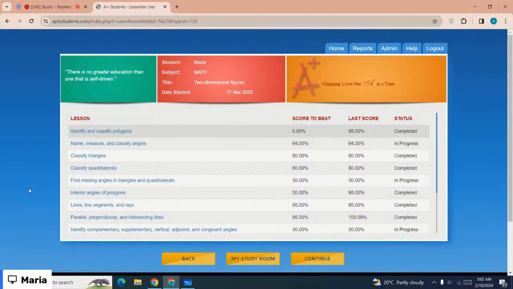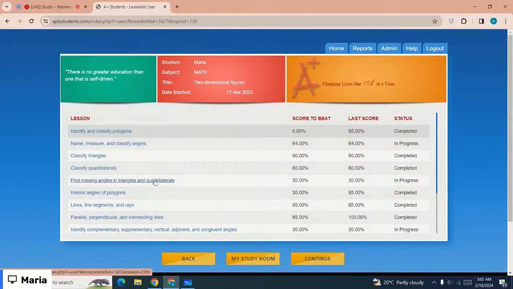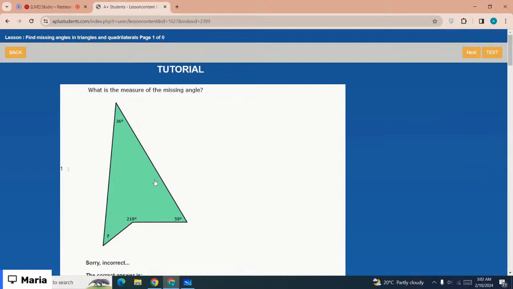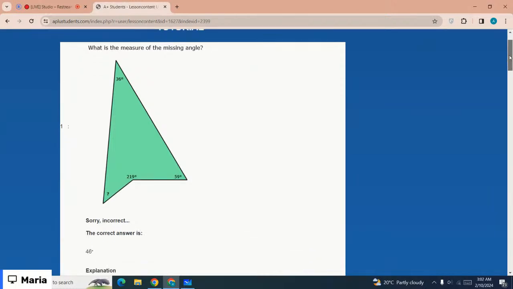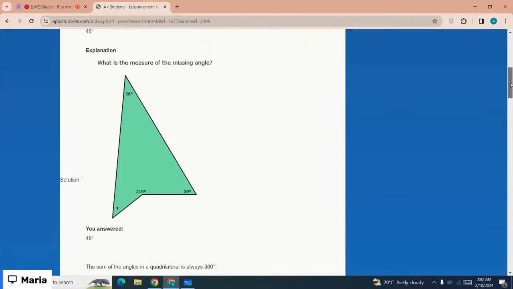Here I am on grade 7 math. We're going to start with the chapter two-dimensional figures and the lesson is find missing angles in triangles and quadrilaterals. What is the measure of the missing angle, right? You are given a four-sided shape. You are given three of the angles. You need to find the fourth one, right?